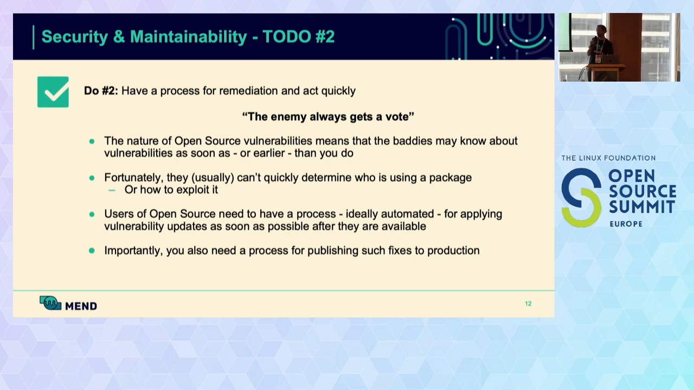Actually, the last point is really important. You need a process for publishing such fixes to production. During log4j, for example, we had a customer who was very satisfied with their ability to remediate quickly. That was because they had the transparency part that Guy talked about earlier. They knew what they were using. When they heard this news, they didn't have to say, okay, everybody, let's go scan everything and see what we have. They were confident that they were already scanning everything and they knew what they had.